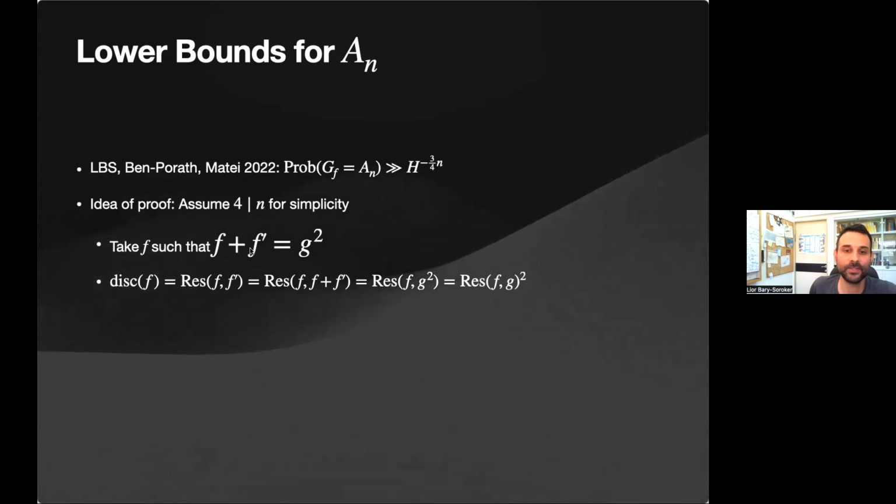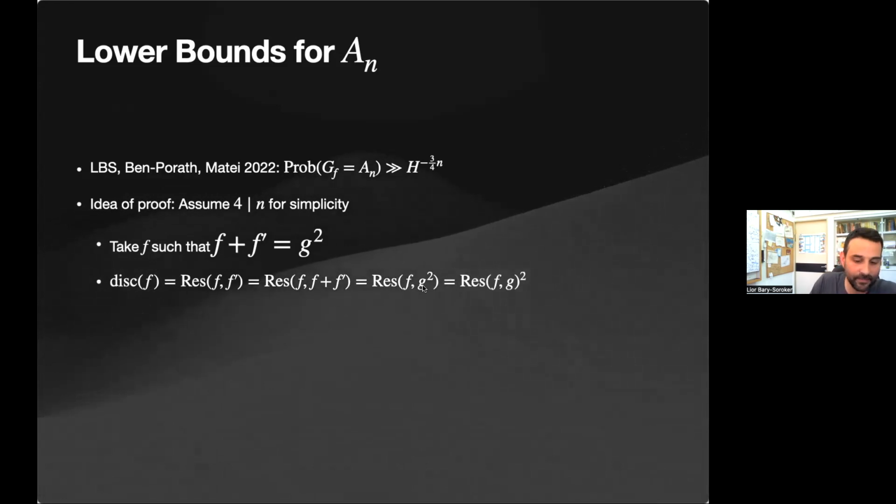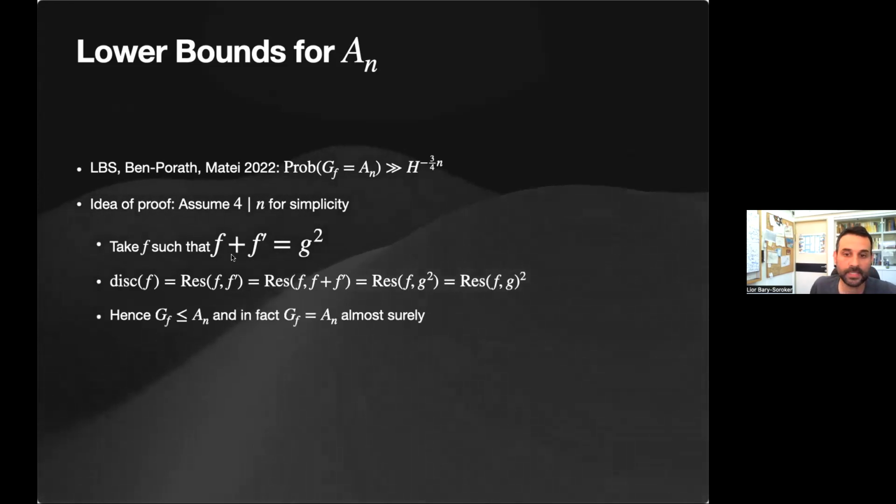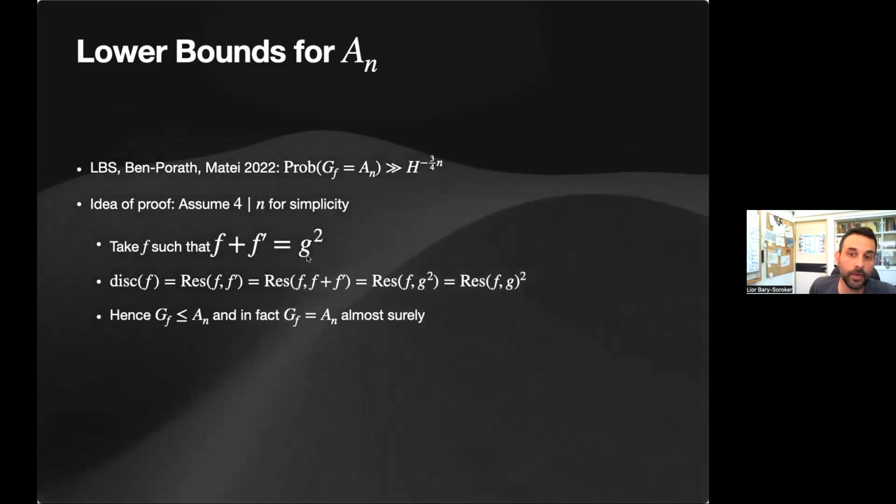And then, because of my assumption that f plus f prime is g squared, I get that it's the resultant of f and g squared. And again, by taking the formula in terms of the zeros of g, each zero of g squared comes with double multiplicity, so it's the same as the resultant of f and g, squared. So I see that in this family, the discriminant is always a square. So the Galois group is inside A_n, and I can prove that in this case, almost surely the Galois group is really A_n. And how many polynomials like this do I have?